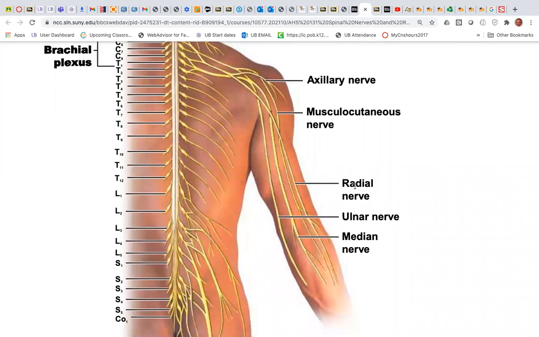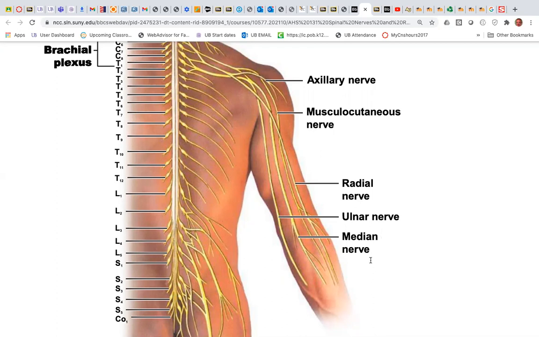There are three other nerves: radial, ulnar, and median nerve. The radial nerve follows the course of the radial bone, and the radial nerve has a major responsibility, and that is to extend. It is an extensor of the shoulder, an extensor of the elbow, an extensor of the wrist, an extensor of the fingers. So any muscle that has to do with extension of the shoulder, extension of the elbow, extension of the wrist, or extension of the fingers has to get its nerve supply from the radial nerve.